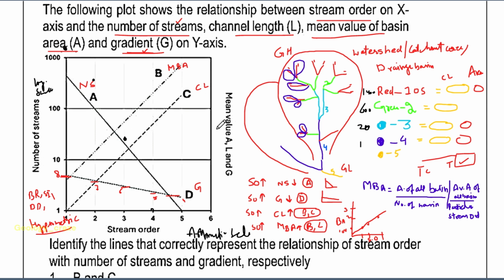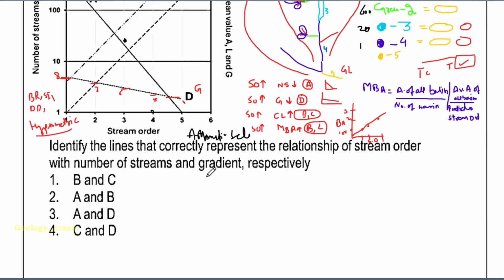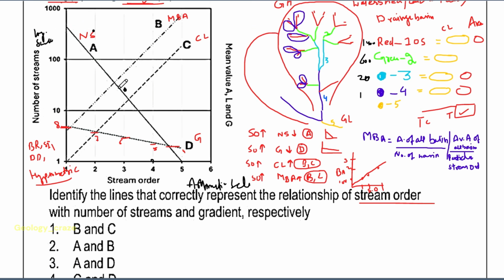Now with respect to this we have understood most of the things. Now we will go to our answer and find out. In our question, what they are asking us is to identify the lines that correctly represent the relationship of stream order with number of streams. We have to find which curves represent stream order and number of streams. Number of streams against stream order is given by this curve A, and for gradient, this D curve is representing that. So our answer is A and D.